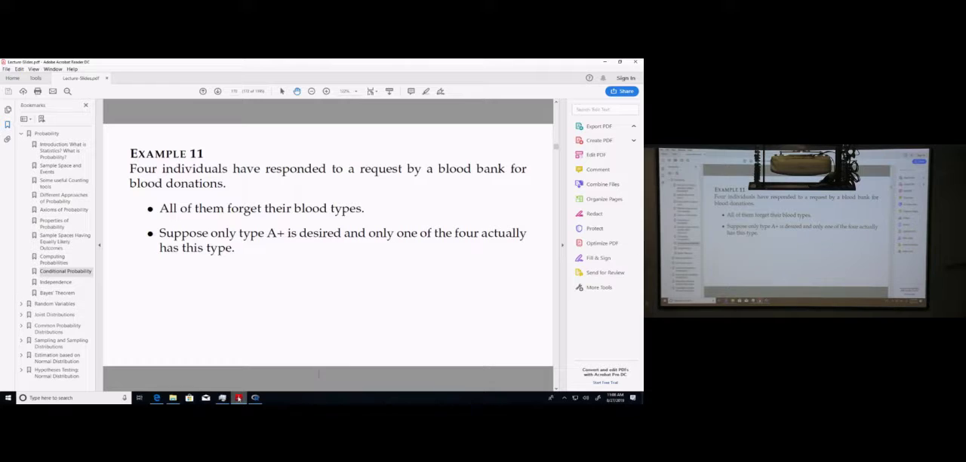Another example: 4 individuals have responded to a request by a blood bank for blood donations. All of them forget their blood types. It's unlikely in Singapore because your identity card has your blood type on it. So all of them forget their blood types. Suppose only A plus is desired, and only one of the 4 actually has this type.